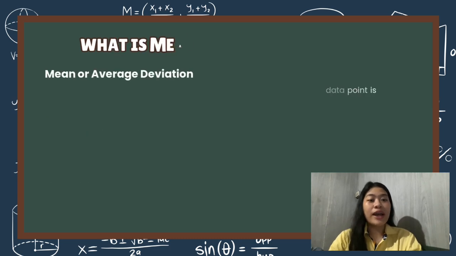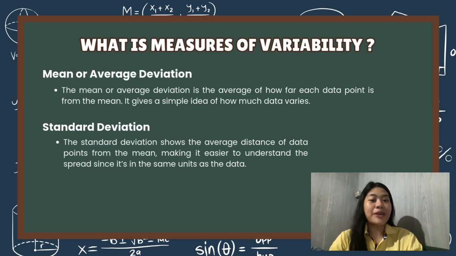Fourth is mean or average deviation. Mean deviation measures the average distance of each data point from the mean. Unlike variance, it doesn't use squared differences, making it easier to interpret and a simple way to understand data variability.